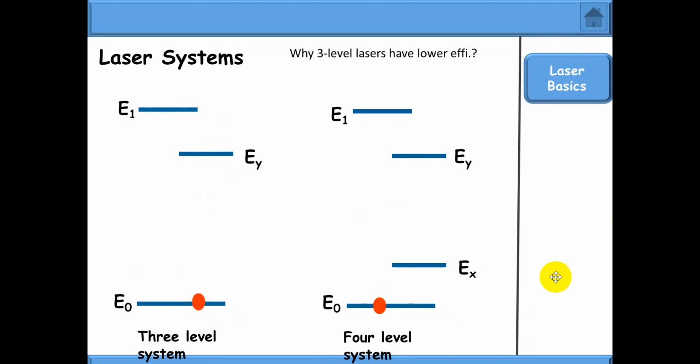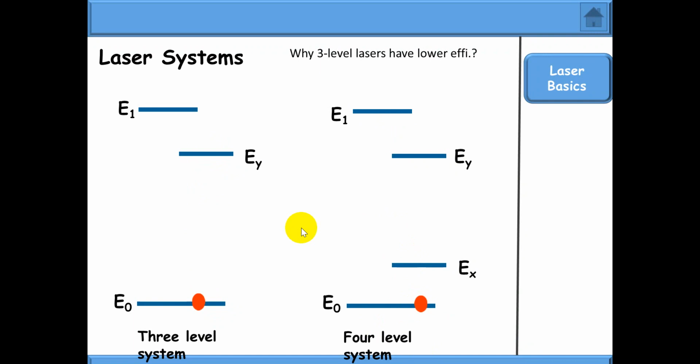Also, this is a 4-level atom. From the ground state, the atom is pumped to the E1 state. This is a fast relaxation. This is a stimulated emission, and again a fast relaxation. The main question is how we can produce population inversion.